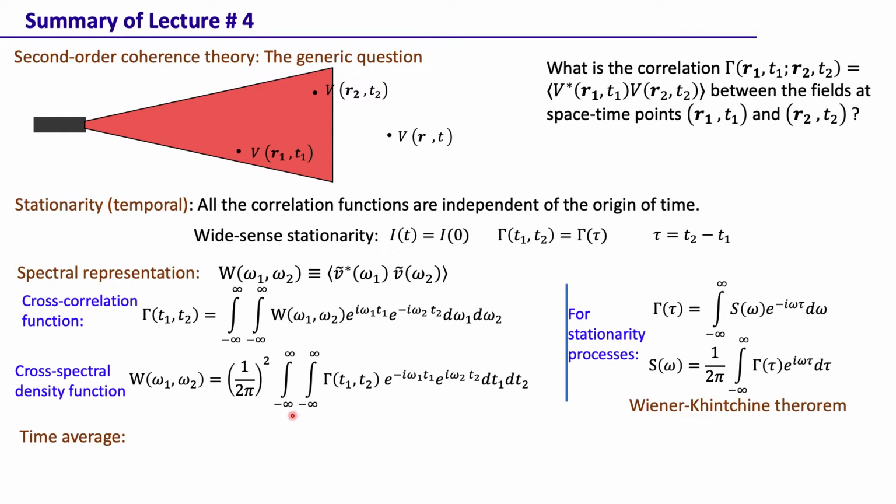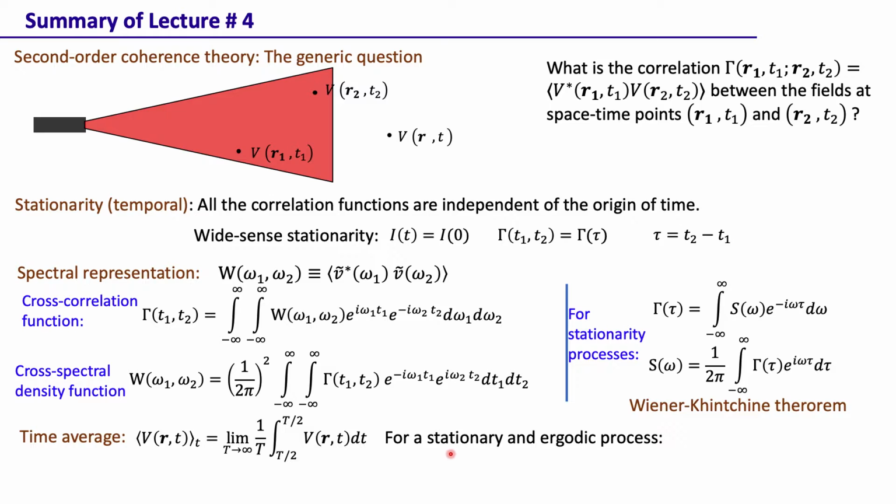We also looked at the concept of time average. Time average is defined as: we have a signal, we integrate it over time from minus T by 2 to T by 2, in the limit T going to infinity. We also saw that for a stationary and ergodic process, the time average can replace the ensemble average. This has a lot of practical implications and makes things much simpler whenever stationarity and ergodicity are satisfied, and we will see its use in today's lecture.